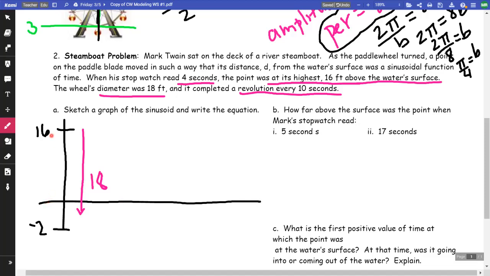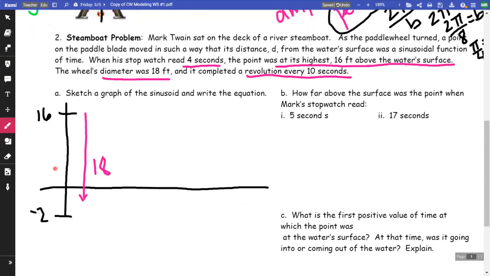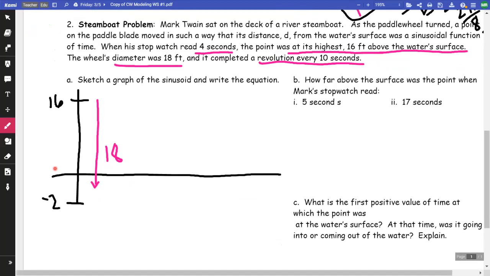Now, if this is 16 and this is -2, I need to figure out where the middle is. So I am going to do what I did before. I'm just going to do it right here: 16 plus -2 divided by 2, that's going to be 14 divided by 2, which is 7. So my center is going to be 7. Let's just double check that math. The difference between these is 9. The difference between these is 9. That is my center. This is my vertical shift. The distance I'm going from here to here, which is 9, that's going to be my amplitude. Again, here to here, 9, that's my amplitude.